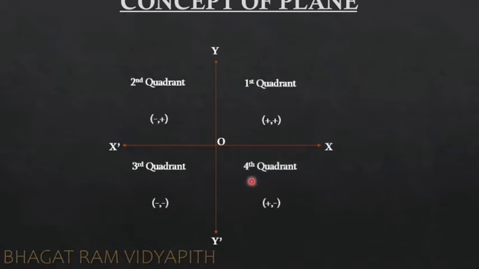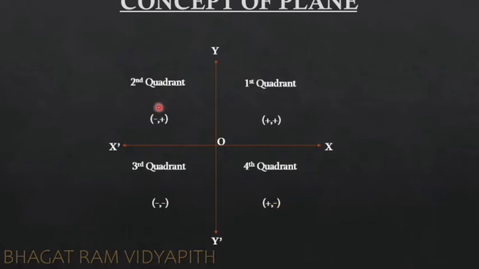We are left with the fourth quadrant. Since in the fourth quadrant, the value of X comes from OX, it is positive, and the value of Y comes from OY dash, so it's negative. This gives us the first quadrant, wherein the coordinates are both positive. The second quadrant, wherein the value of X is negative but the value of Y is positive. The third quadrant, where the value of both X and Y is negative, and the fourth quadrant, wherein the value of X is positive but the value of Y is negative.